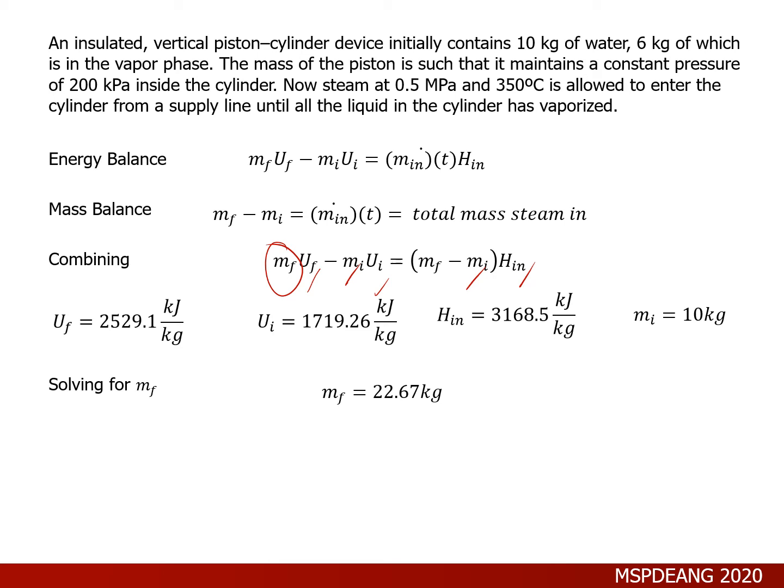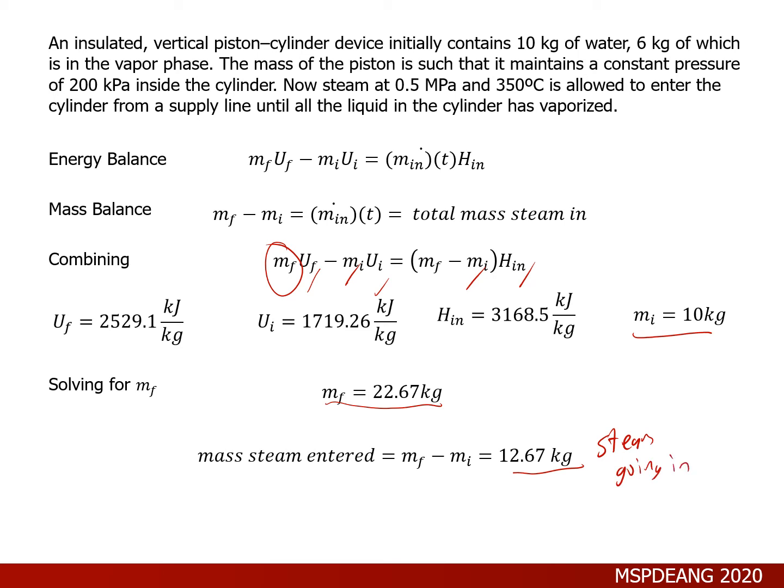Therefore, if you have an initial mass of steam of 10 kilograms, ang final mass of steam natin is 22.67 kilograms. The total mass of steam entered should be 22.67 minus 10 kilograms, which will give us 12.67 kilograms of steam going in throughout the entire process.